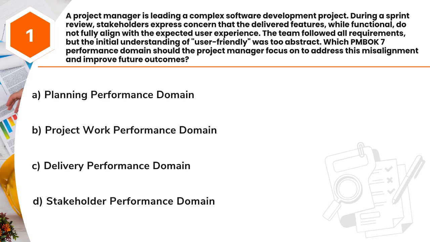Question 1. A project manager is leading a complex software development project. During a sprint review, stakeholders express concern that the delivered features, while functional, do not fully align with the expected user experience. The team followed all requirements, but the initial understanding of user-friendly was too abstract. Which PMBOK 7 performance domain should the project manager focus on to address this misalignment and improve future outcomes?